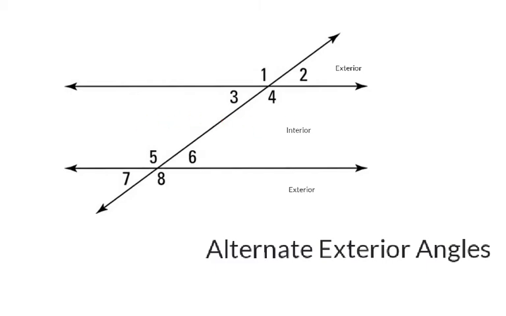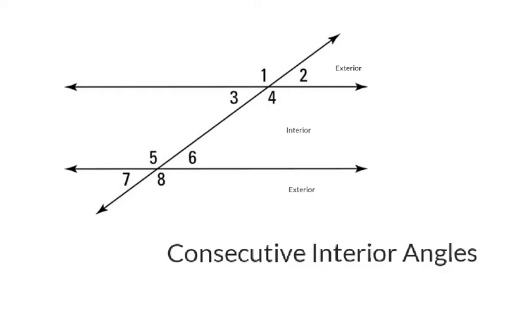Next up, we have alternate exterior angles, and now instead of being on the interior, we're going to move to the exterior out here. So if I have angle 1, I need to be on the outside and also on the other side of the transversal, so it's going to be angle 8. As well as angle 2 would be alternate exterior angles with angle 7. And like I said last time, they are congruent.